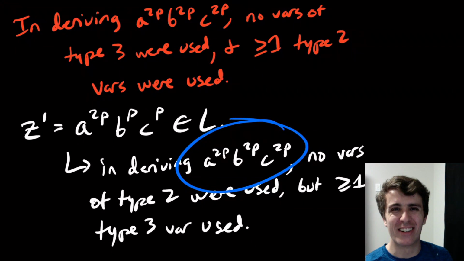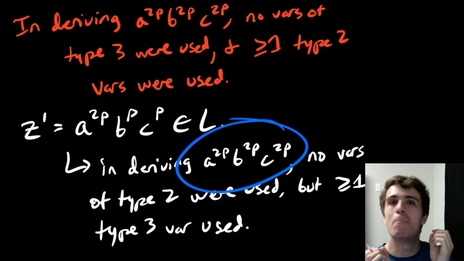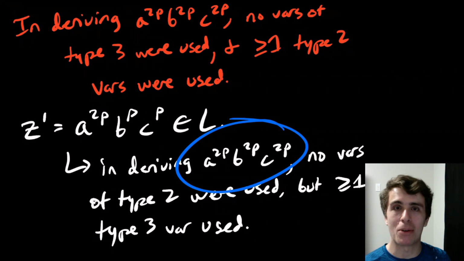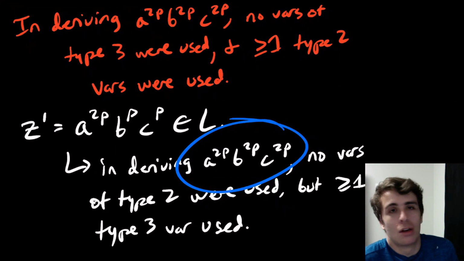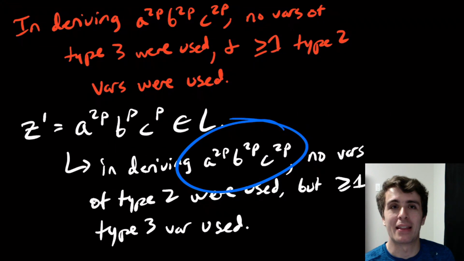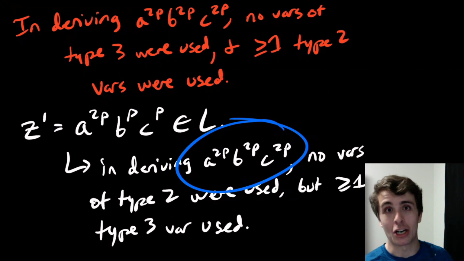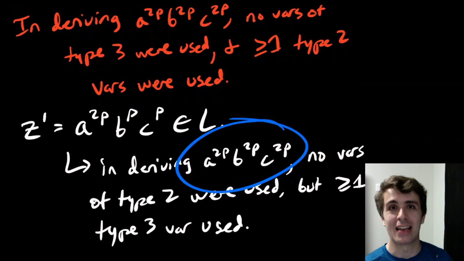Isn't that really cool? It's a lot of work to be able to show one string would be able to be generated in multiple ways, but that's enough to be able to show that this grammar is ambiguous. And we started off by assuming that it was unambiguous, and then therefore that's a contradiction, and therefore the language is inherently ambiguous. All right, that was pretty fun.